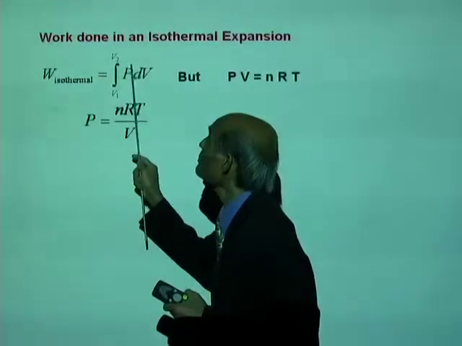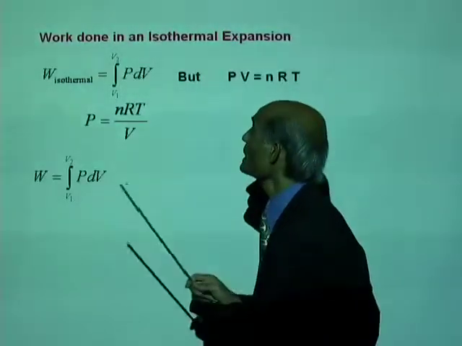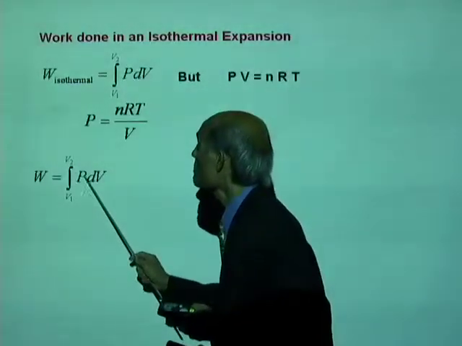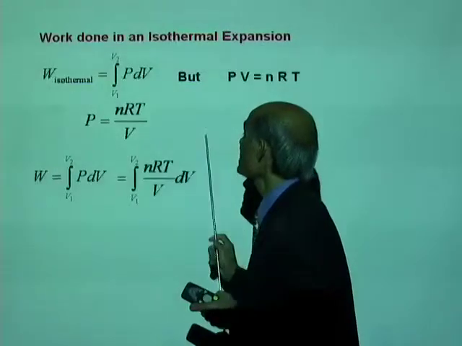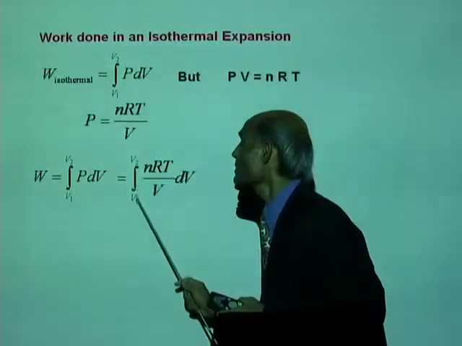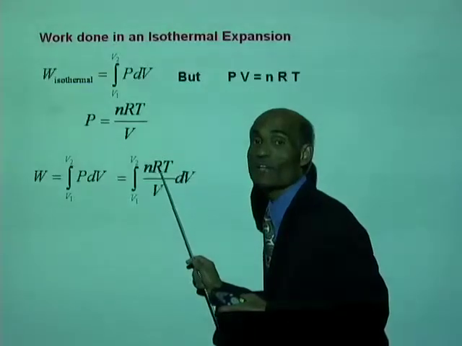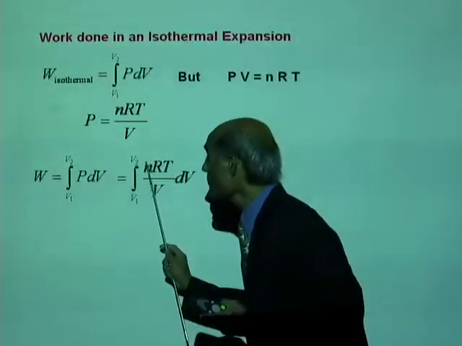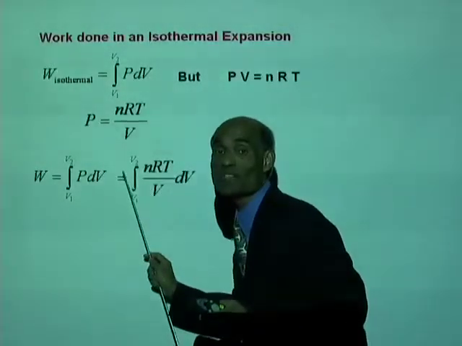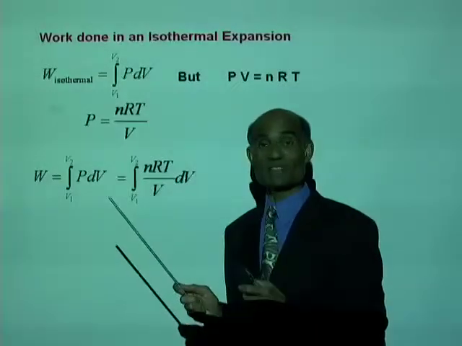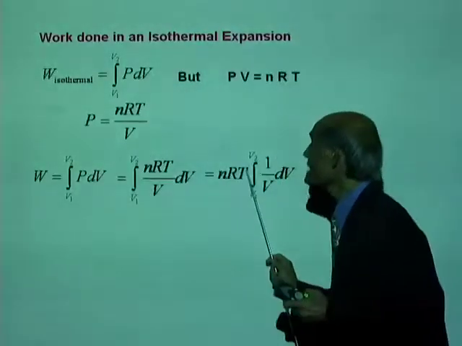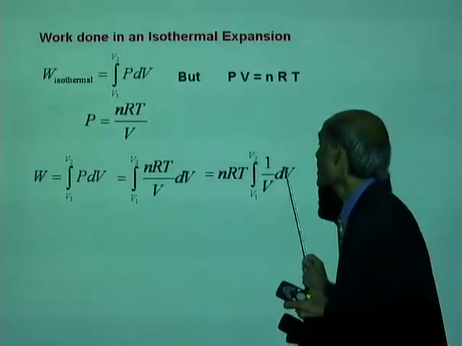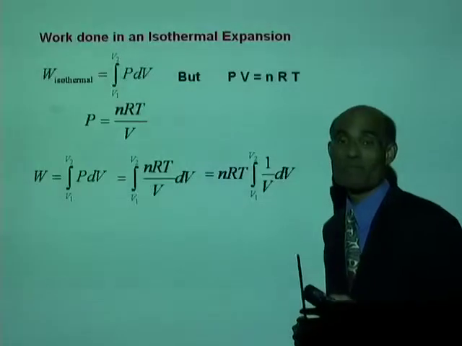Let's take this value of P here. Therefore, what is work done in an isothermal process? Replace the P by nRT over V. Will be integral V1 to V2 nRT over V times dV. And we can now take the constant terms outside. nRT is a constant. So that will be nRT comes out, integral V1 to V2 of 1 over V dV.